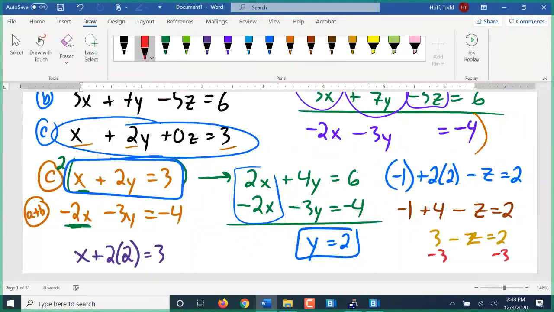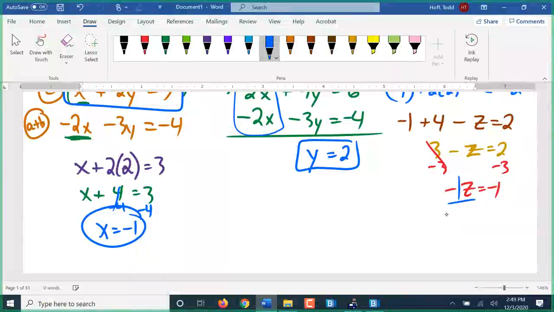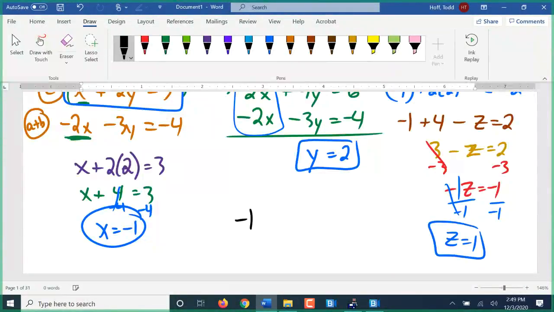Subtract 3, giving us negative z equals negative 1. This is really a negative 1z, so we divide by negative 1. We get z equals positive 1. So the ordered triple there, we have x is negative 1, y is 2, and z is 1.